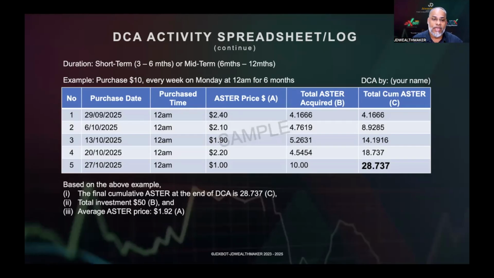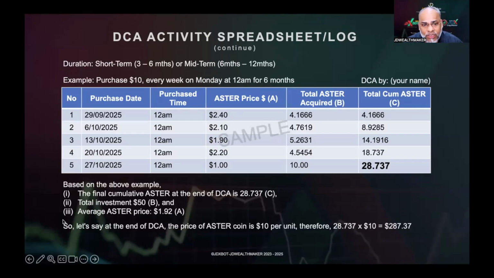Okay. Now, so let's say at the end of the DCA, the price of ASTER coin is $10 per unit. So you do the DCA. Just a moment. I think we have. Oh, okay. JD export, right? Add order. Okay, so at the end, right?